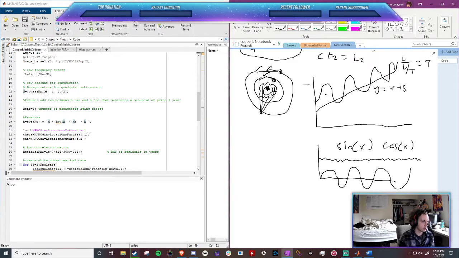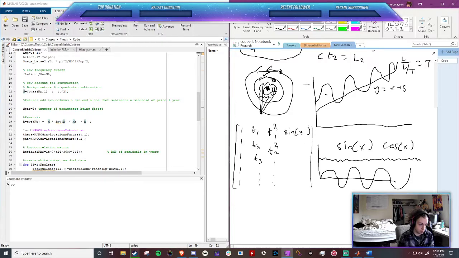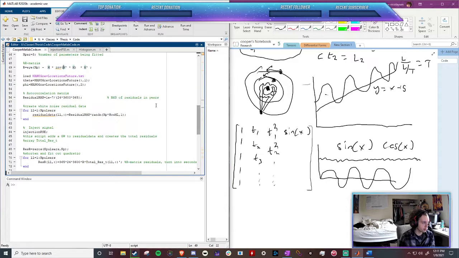On the left here, you can see I subtract out, we got ones. We got a matrix of ones for some reason. And we got t's. And then we got t squareds. And yeah, I'll eventually add it to like sine x and then cosine x. And then we'll get some nice data.